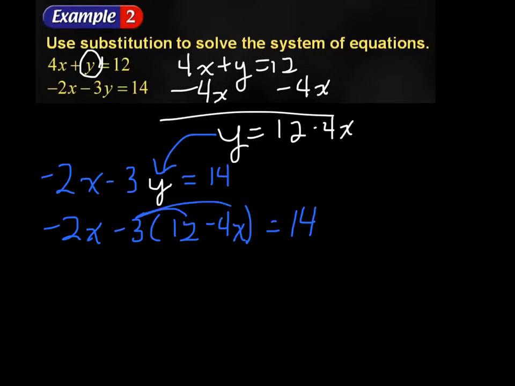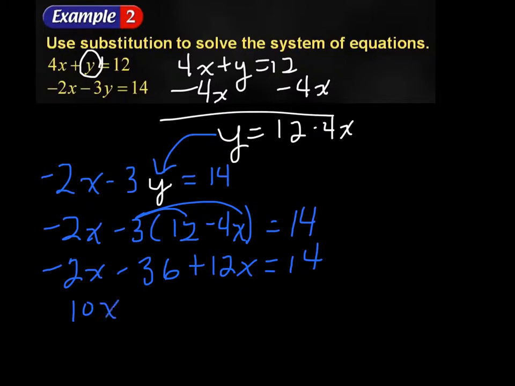And we get to distribute. So we have negative 2x minus 36. Negative times negative is positive, so plus 12x. Okay, combine our like terms, which are on one side of the equation, so just negative 2 plus 12 is 10x.